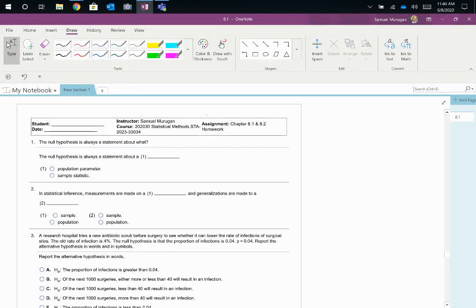Again, from our notes, the null hypothesis is always about the population parameter, never about the statistic or the sample statistic. In statistical inference, measurements are made on a sample because it's not possible to do the entire population, and generalizations are made about the entire population. All right, let's move on.